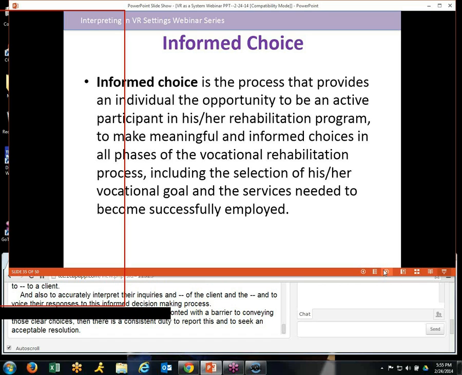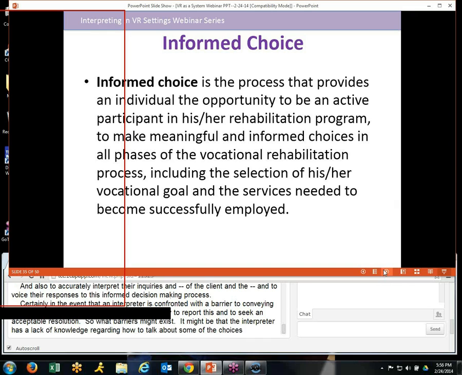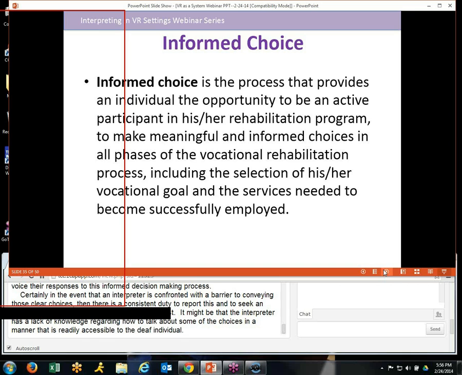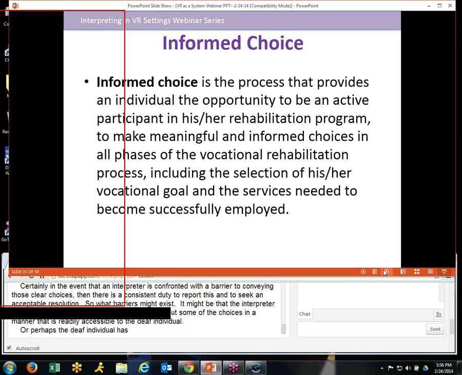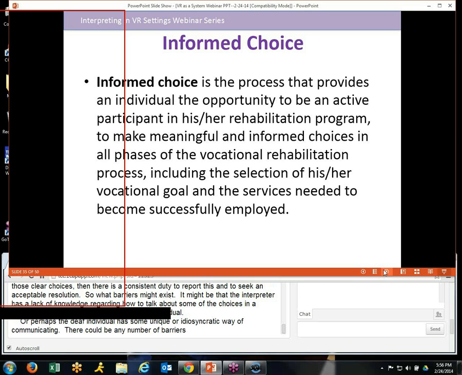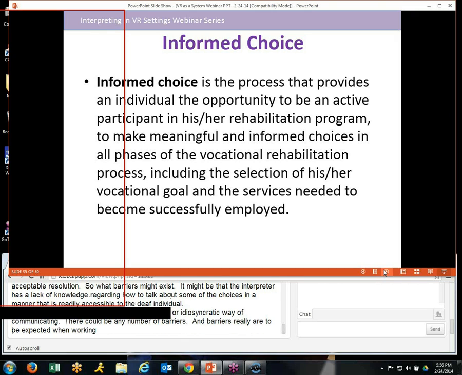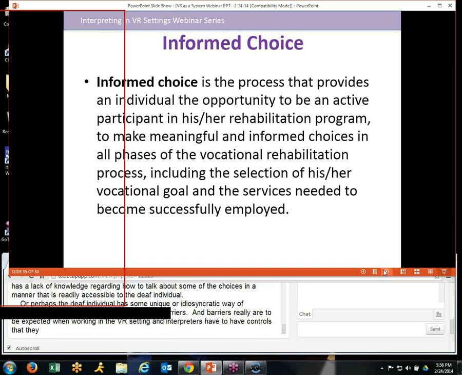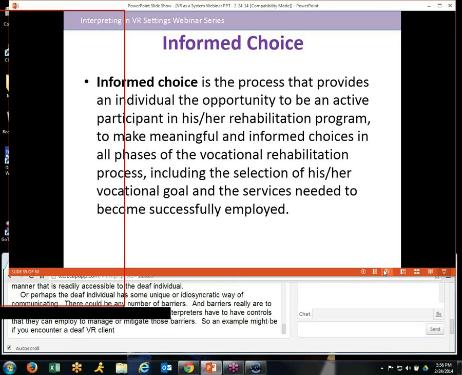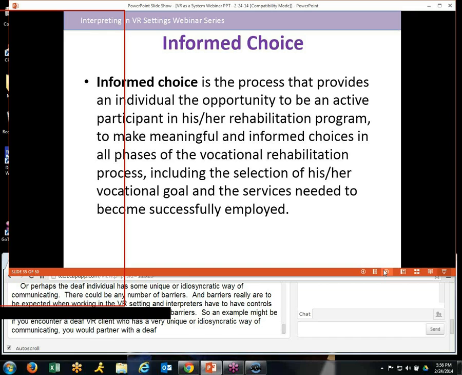So what barriers might exist? It might be that the interpreter has a lack of knowledge regarding how to talk about some of the choices in a manner that is readily accessible to the deaf individual. Or perhaps the deaf individual has some unique or idiosyncratic way of communicating. There could be any number of barriers, and barriers really are to be expected when working in the VR setting. Interpreters have to have controls that they can employ to manage or mitigate those barriers. An example might be, if you encounter a deaf VR client who has a very unique or idiosyncratic way of communicating, then you would partner with a deaf interpreter who would be more highly qualified to provide communication and linguistic access.